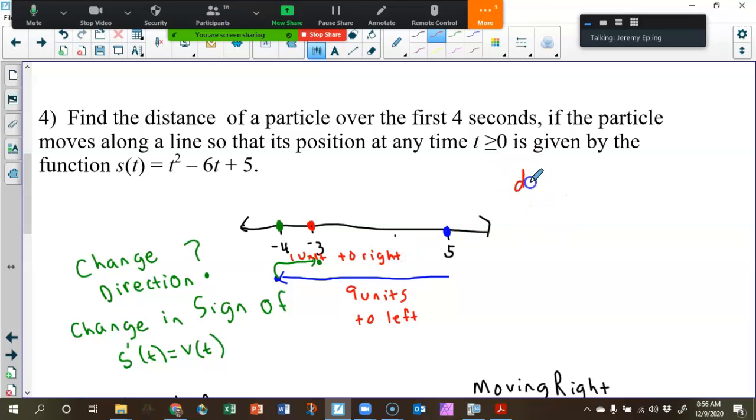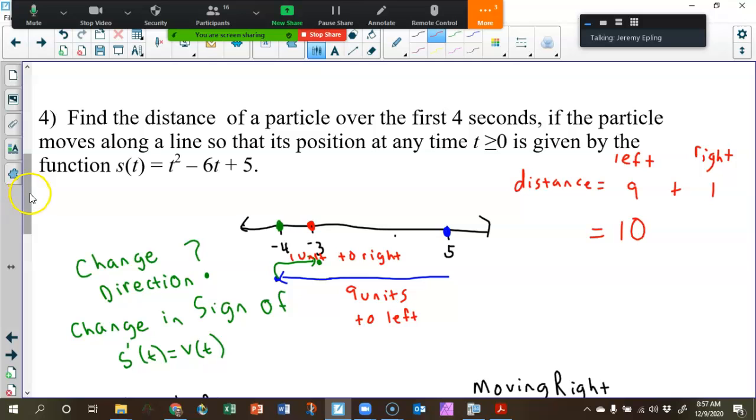So my distance is how much did I move to the left? 9 units. Plus how much did I move to the right? We moved a total of 10 units. A total of 10 units. I have to know about whether or not I changed directions, right, over those first 4 seconds.